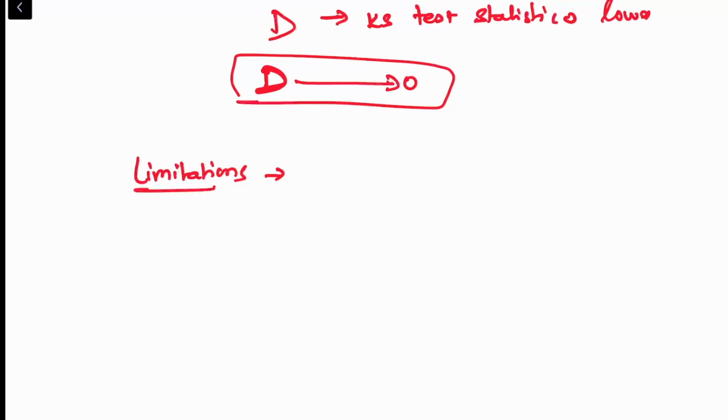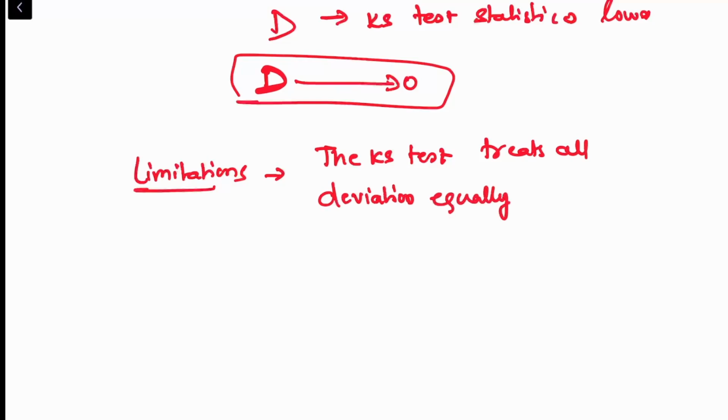The KS test treats all deviations equally, meaning it does not focus on large losses, which are more important in risk management. It says that for me, all losses are equal, whether it is the loss of $10 or the loss of $10 million. Clear?